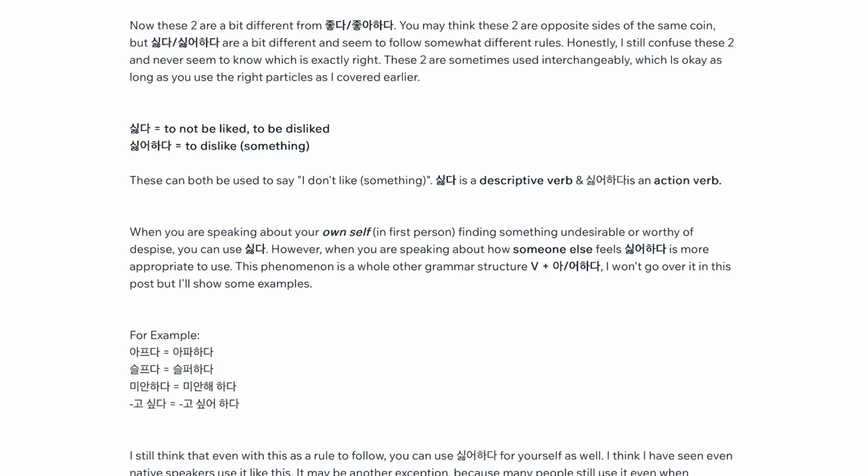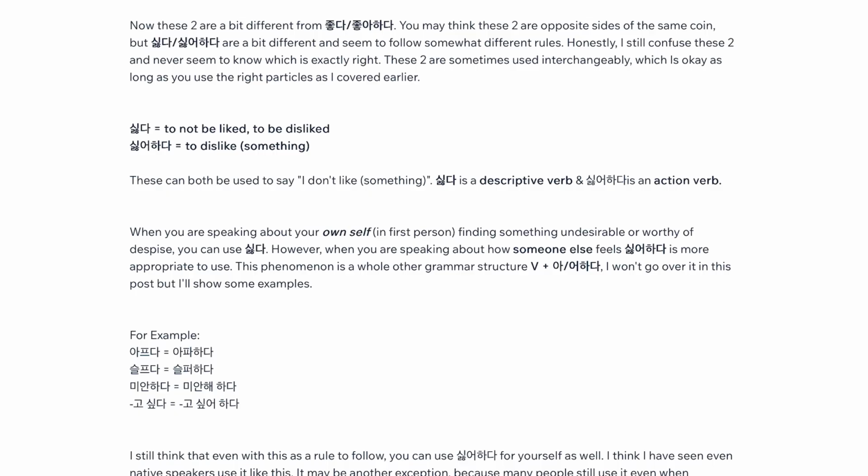Okay. So when you're speaking about your own self in the first person, you thinking that something is worthy of your despise, your dislike, then you can use 싫다. When you're speaking about how someone else feels, 싫어하다 feels a little more appropriate to use. And this goes into a whole other grammar, 하다. I didn't go over it in this blog post, but I will explain it right now.